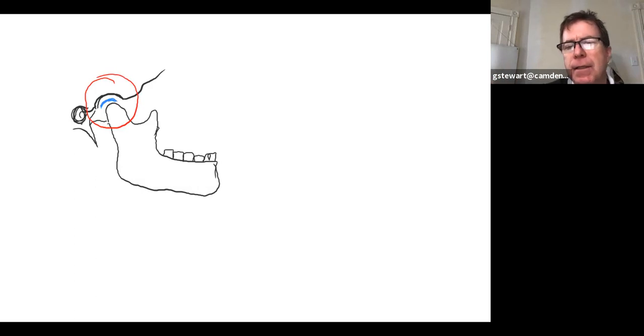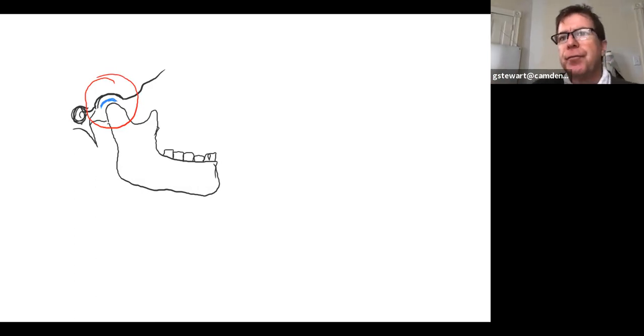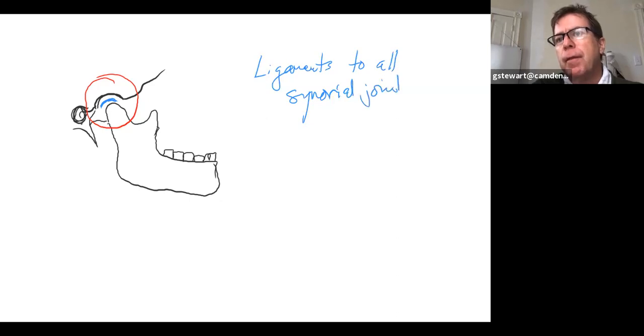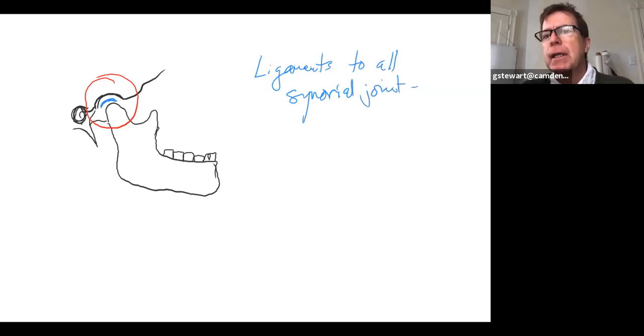All of the ligaments that tie up this joint, ligaments in general, their largest function is stabilization. But they also dictate range of motion.